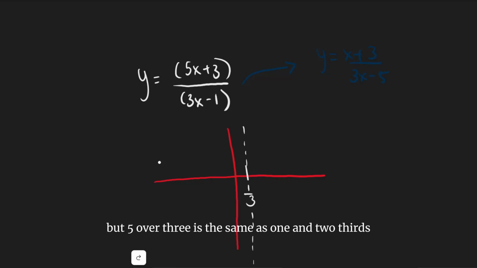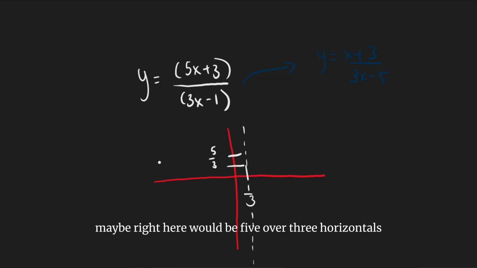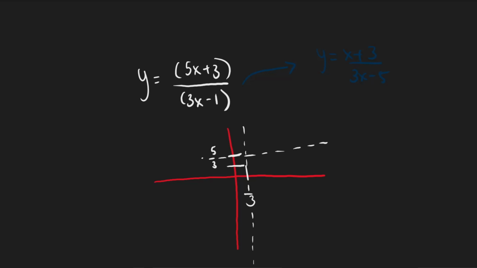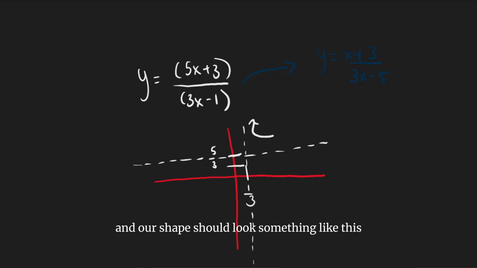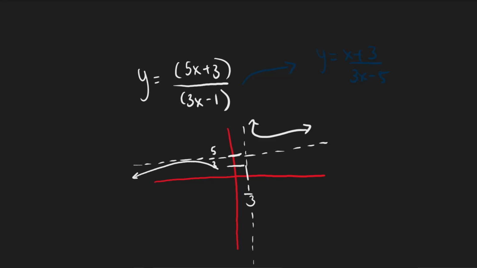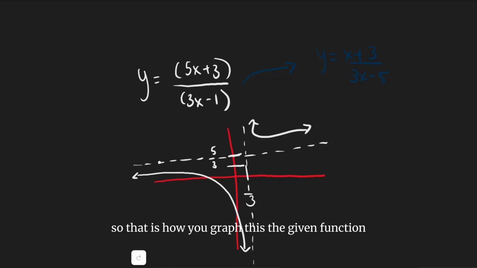But 5 over 3 is the same as 1 and 2/3. So it's about 1, maybe right here would be 5 over 3. Horizontal is left to right. So we're just going to go through here like that. And our shape should look something like this. So that is how you graph the given rational function. So let's go ahead and also graph the inverse as well.